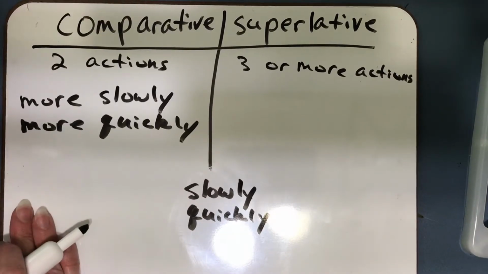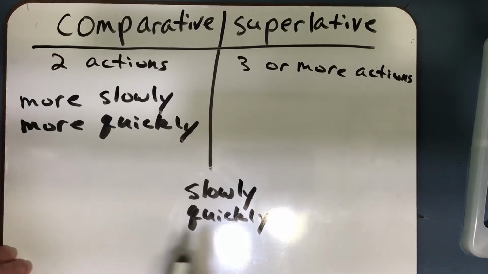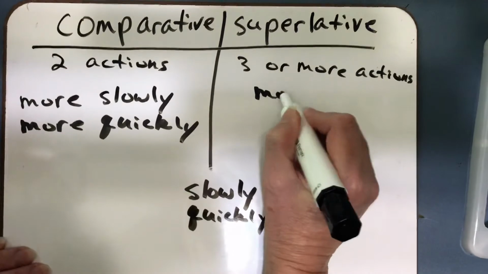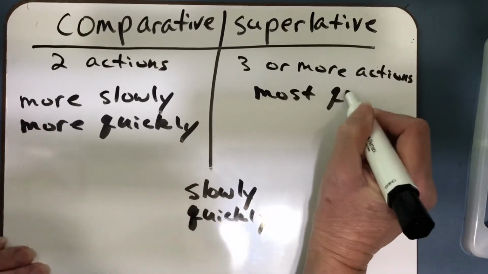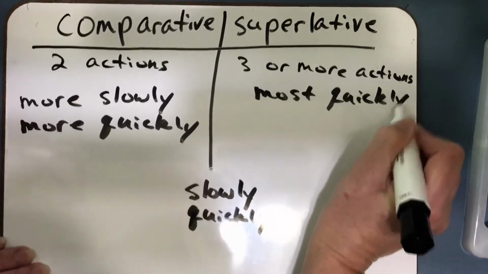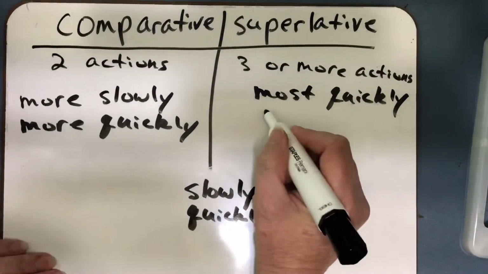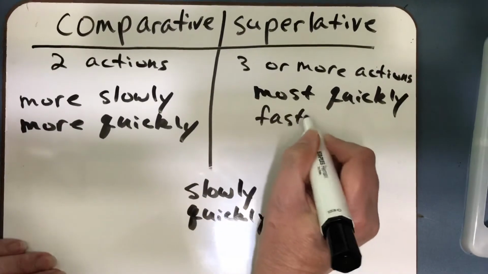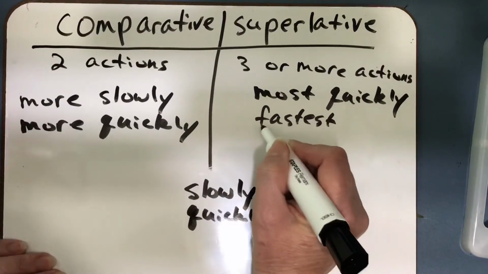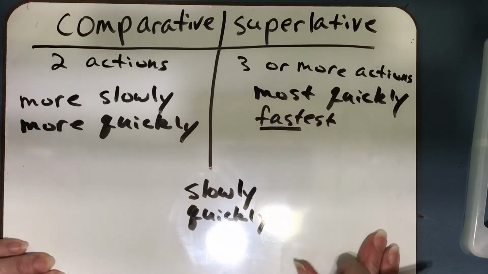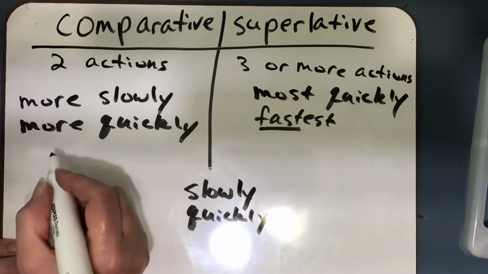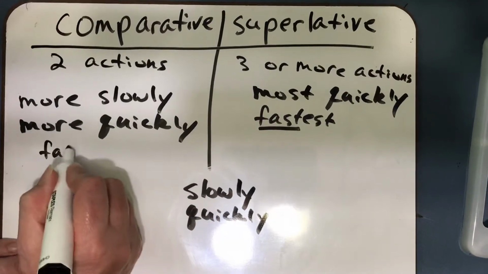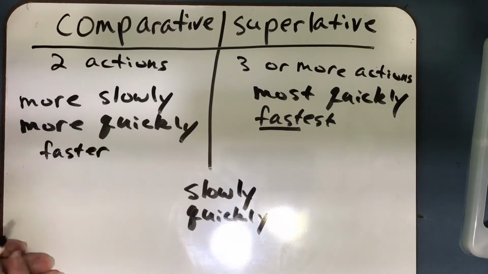I can say that a cheetah moves the most quickly of all land animals. The most quickly. But I would probably say that it moves the fastest, because that's a better adverb to use there. Fast is an adverb that does not end in ly. So I don't have to use most, I just add est. Or I could say that the cheetah moves faster than the turtle.